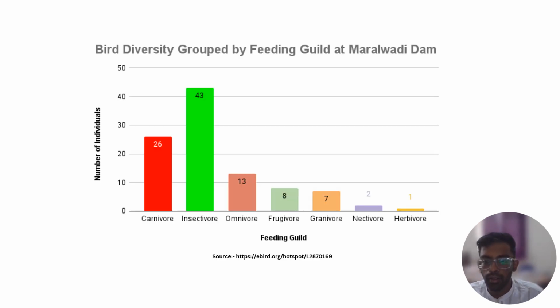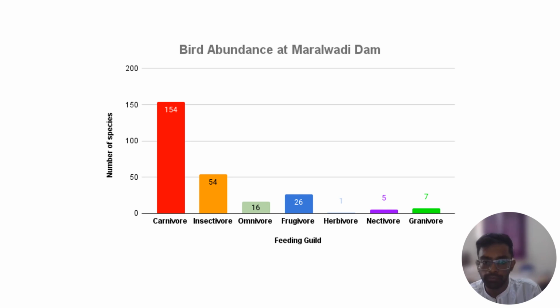So, what were the preliminary findings of the study? First, let's talk about the birds. Looking at the bird diversity at the Malwadi Dam and nearby areas, we see that insectivorous birds are much more than the carnivores and other taxa. But if we look at the abundance of the birds at the Malwadi Dam, the carnivores are more than the insectivores and other taxa.